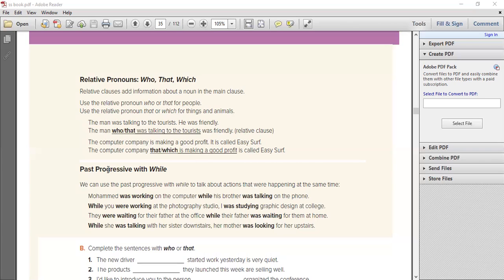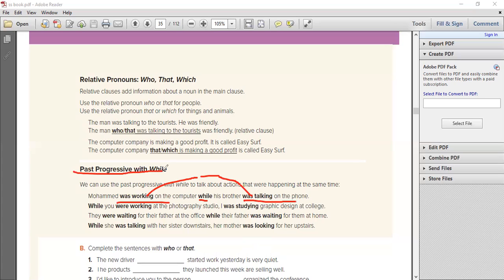Why do we use it? Two actions at the same time. Muhammad was working on the computer. One action. Let me write it just a minute. So one action here, and we have while his brother was talking on the phone. Two actions, both of them at the same time. How did I make them at the same time? Using the past progressive with while makes them at the same time.